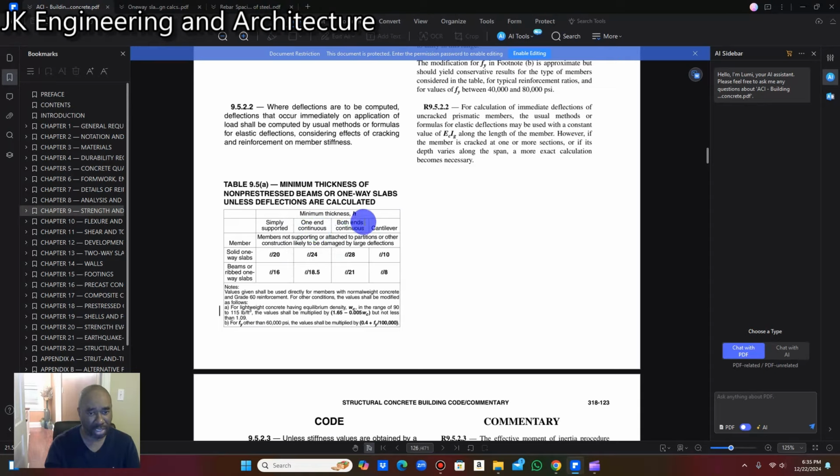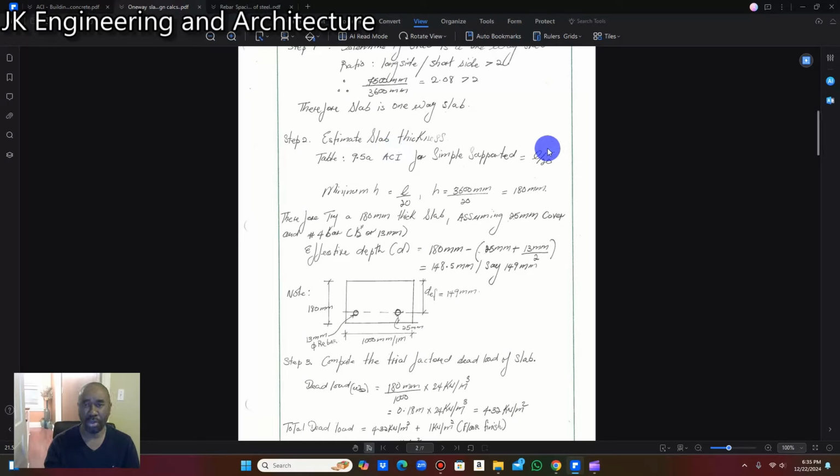And if both ends are continuous, it's going to be L over 28. And if it's a cantilever, we're going to use L over 10. But for this instance, we are dealing with a simply supported slab, so we're going to use L over 20. All right? Let's get back to the calculation. So we use L over 20, so our minimum height is going to be L over 20.